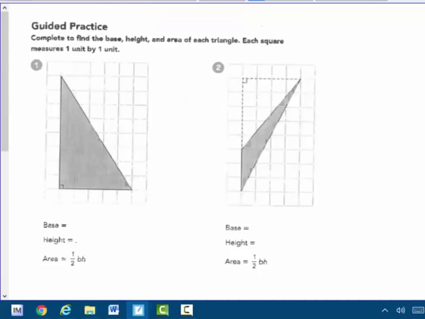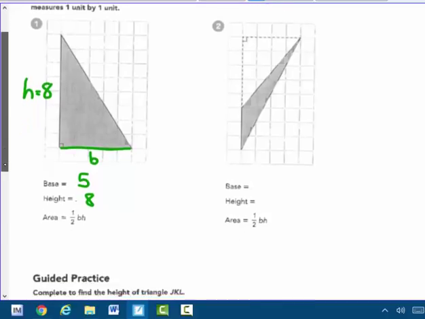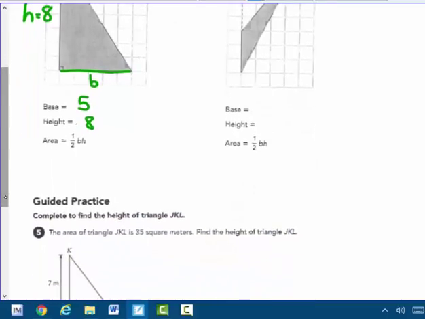Next page. Complete to find the base, height, and area of each triangle. Each square measures 1 by 1. Okay, well, we have to know that. Each unit isn't worth 2 or 5 or something else. So my base here equals 5. This is my base. I could call this my base, and then this could be the height. It really doesn't matter. But I'm going to call the one on the bottom my base, which is 5. My height is 8 units here. This is my height.